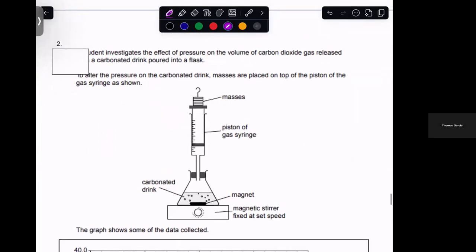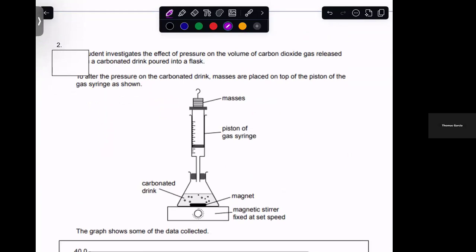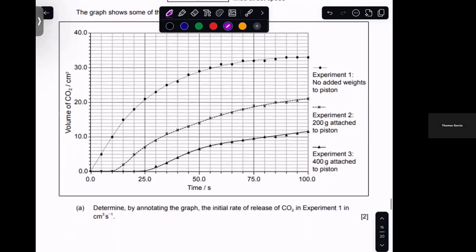So this one, oh, it got cut off. A student investigates the effect of pressure on the volume of carbon dioxide gas released from a carbonated drink poured into a flask. To alter the pressure on the carbonated drink, masses are placed on top of the piston on the gas syringe as shown below. The graph shows some of the data collected. A, determine by annotating the graph the initial rate of release of CO2 in experiment 1 in centimeters cubed per second. So they just want the units that are here on the graph.